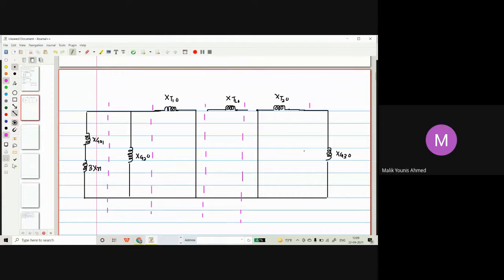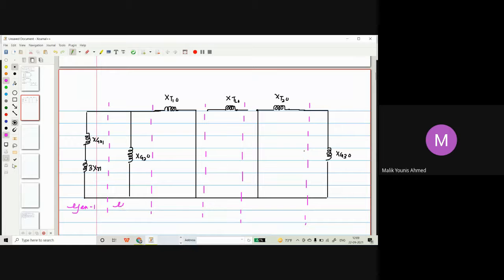I am not drawing that series switch. You have to understand that yourself now. So it will be transformer number 2. And finally, we will have generator 3. So let me write all these things. So this is the representation for the generator 1.